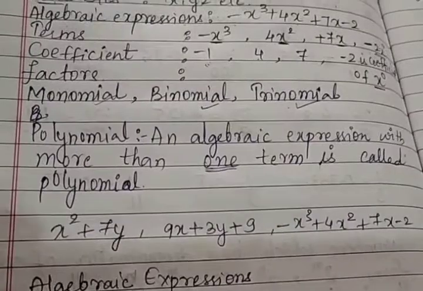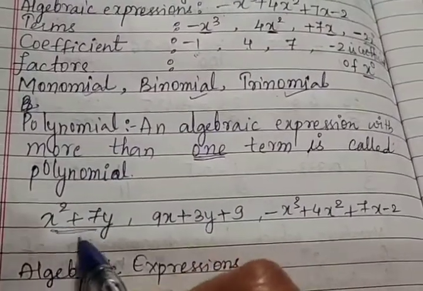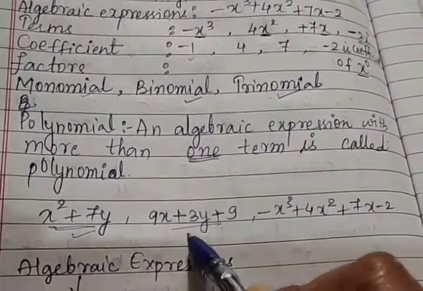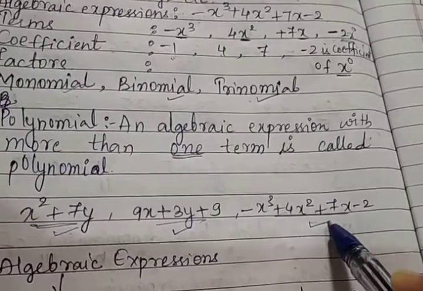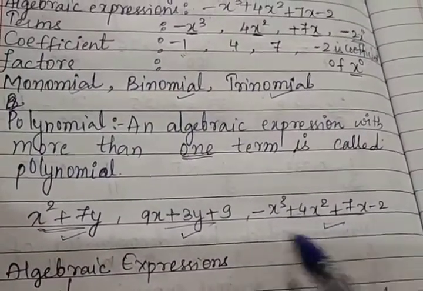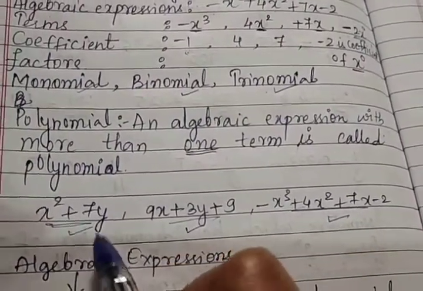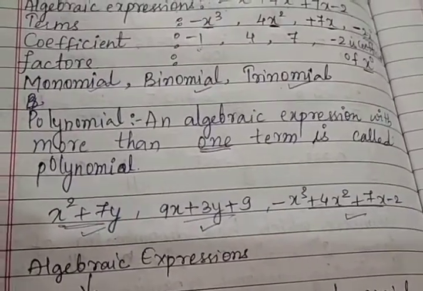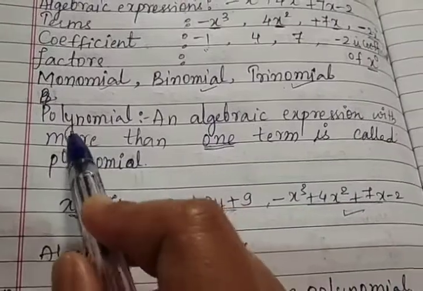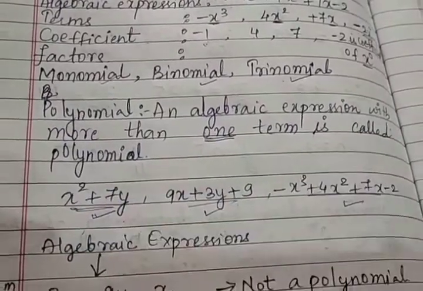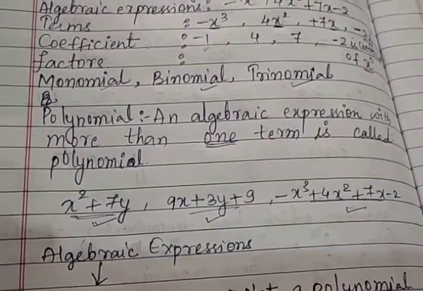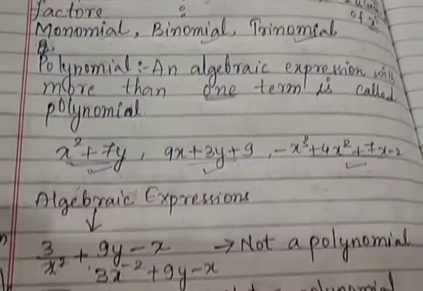Here are some examples. You see, this is a binomial, we call this a polynomial. This is also a polynomial, and this is also a polynomial, though they have 4 terms, 3 terms and 2 terms. So these are polynomials. Now let's see. Actually this is only one definition of the polynomial, but there is a condition for an algebraic expression to become a polynomial. Let's see what that is.